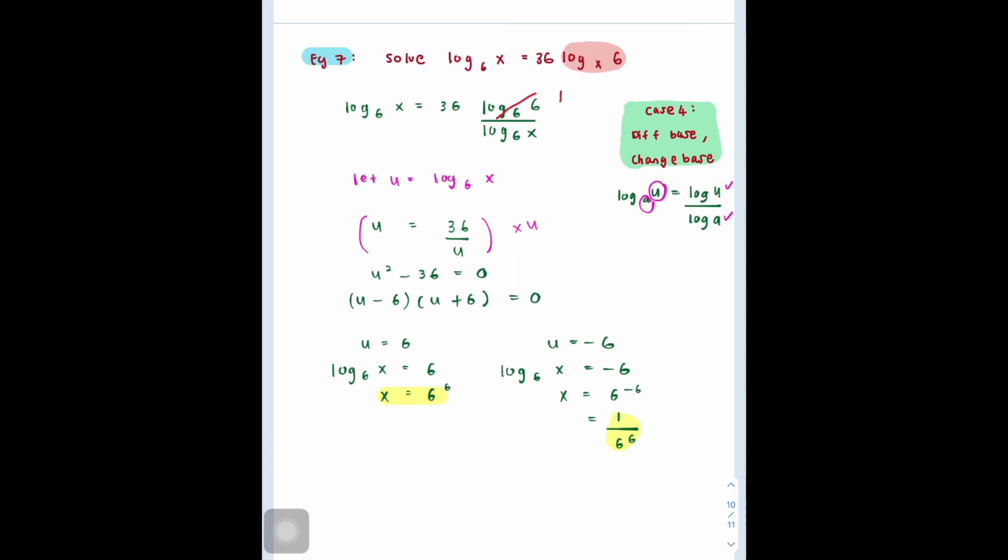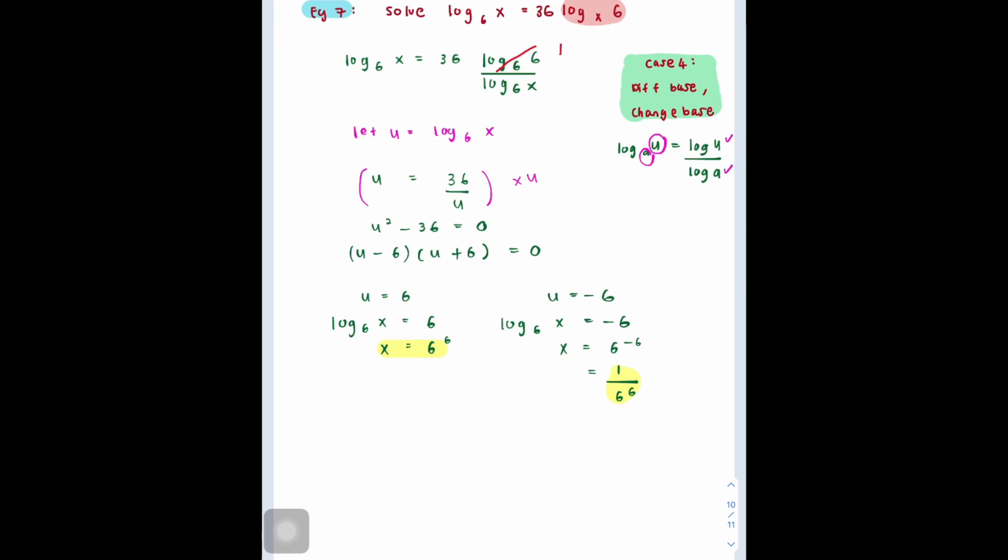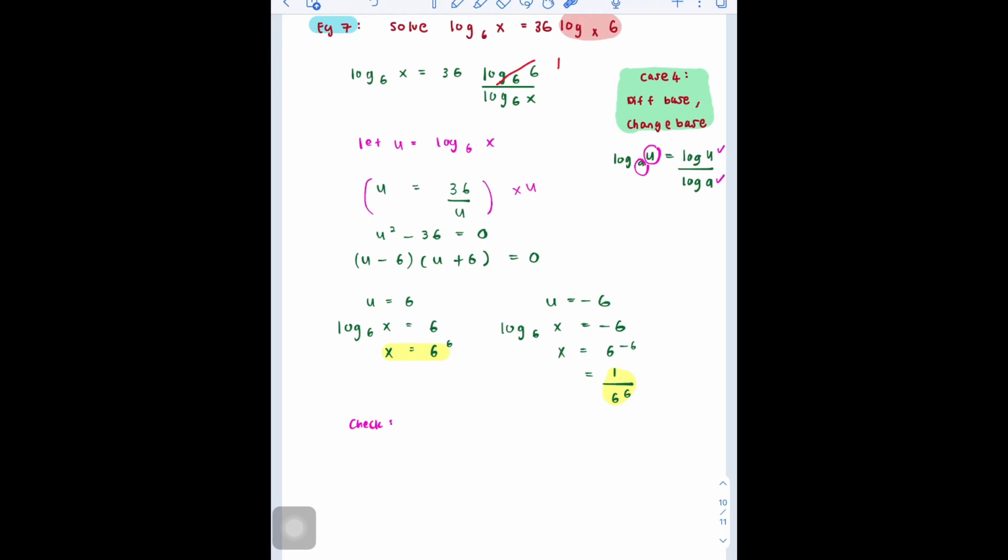Okay. How to check? Checking is compulsory for log questions. For this question, you just use the domain method because the domain is much simpler, as the argument is only x. So the domain is x is more than 0. Same goes to here. If you change the base, you have log base 6 of 6 over log base 6 of x. So the argument is the same. So this is the answer for the domain.